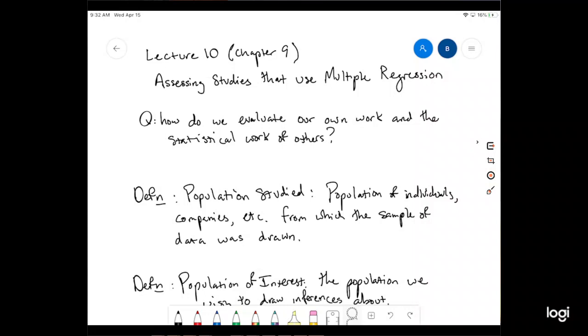So the question in this set of lecture notes is, how do we evaluate our own work and the statistical work of others? What are some criteria we can look for? So let's first define the population studied. It's the population of individuals, companies, etc., from which the sample of data was drawn.